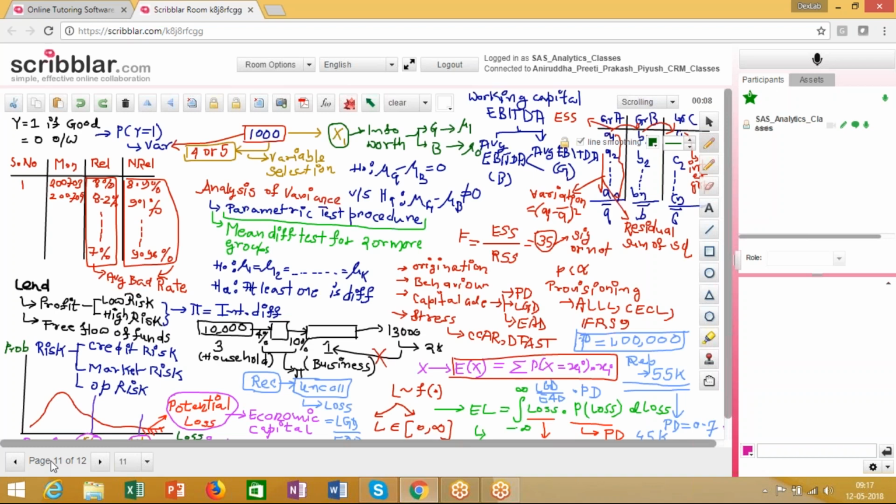We saw that there are three core sources of risk from which a bank can incur losses. One is the credit risk, second is the market risk, third is the operational risk. These are the three core sources of risk from which the bank makes losses. Out of these three sources, we will be addressing only one, so our focus would be mostly on the credit risk side of things.